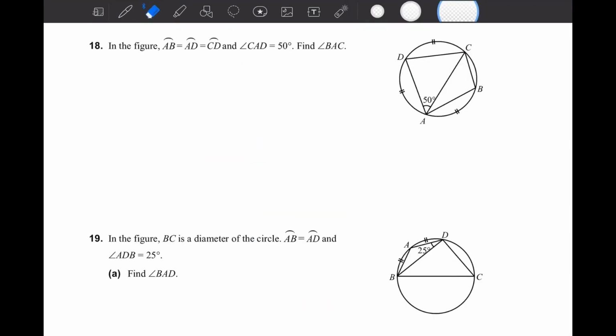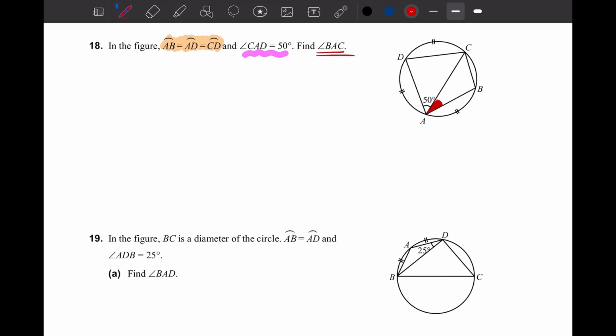So let's look at question 18 here. So question 18, it tells you that the arc AB is equal to arc AD and also arc CD. And then they also give you that CAD is 50 and find angle BAC. So let's look at what is BAC first. So this one is BAC.